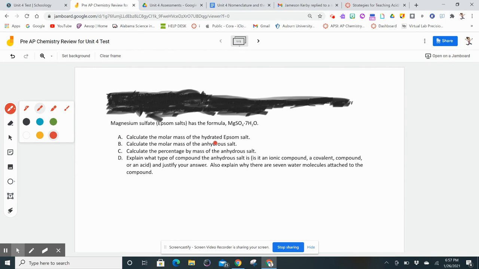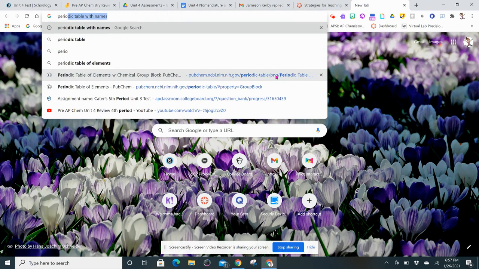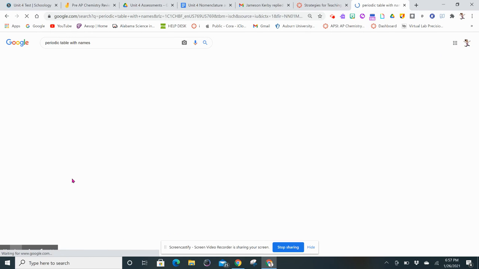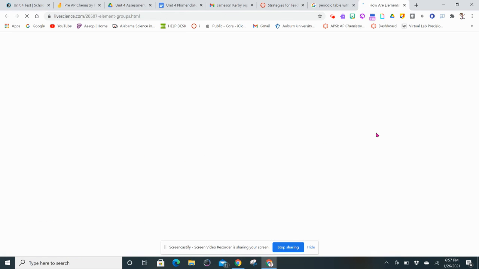So the first thing we have to do is calculate the molar mass of the hydrated Epsom salt. So this is the chemical formula of Epsom salts, that you use when you have muscle soreness and that kind of thing. To find the molar mass, we're just going to add up the atomic masses of each of these elements that are present here. You would do that by looking these up on the periodic table. So let's add a periodic table here. And you will have one of these in the test question when you take your test.